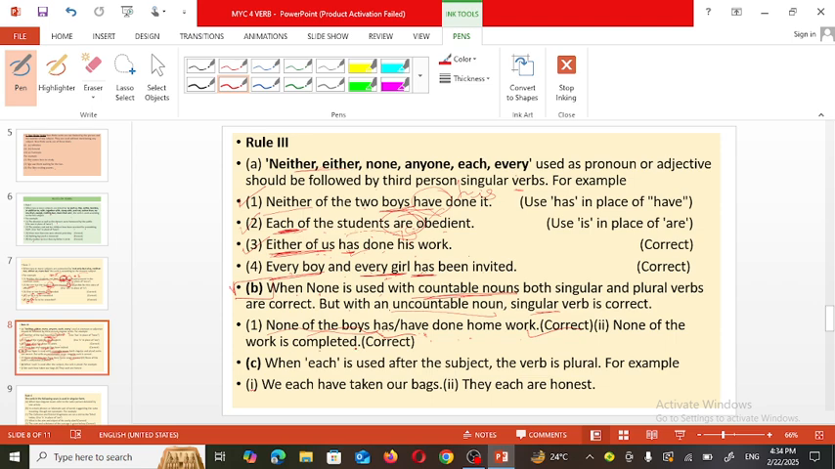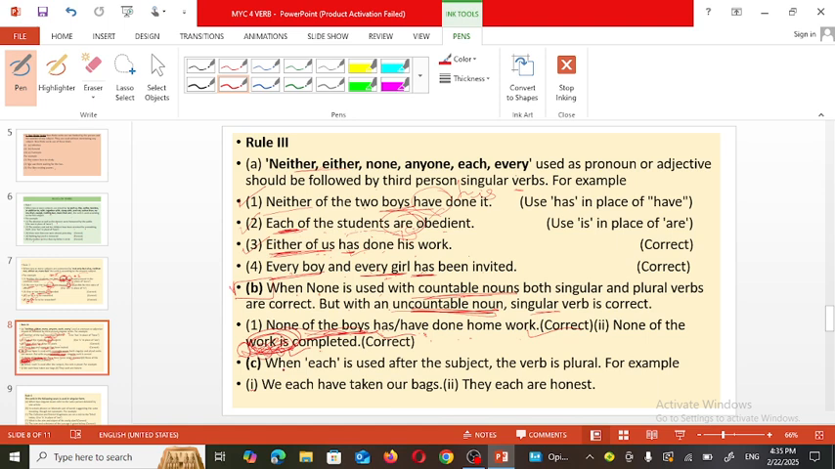None of the work is completed. Here work, one work, second work, third work, we cannot count it. So none of the work is completed, and that is also a correct sentence. Is is used, the singular form. For example, when we are talking about none of the boys, one, two, three boys, like that we can count, but work we cannot count. It is uncountable, and that's why it must be considered as singular.